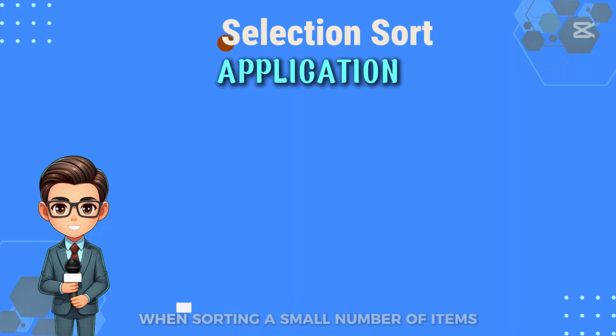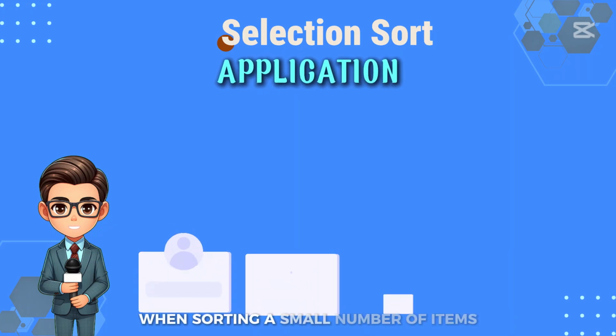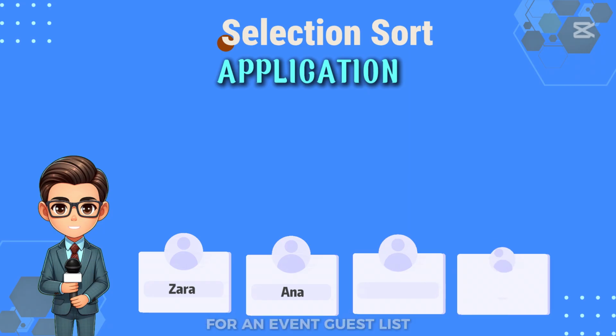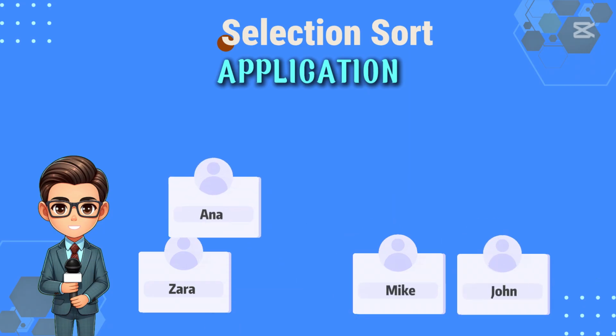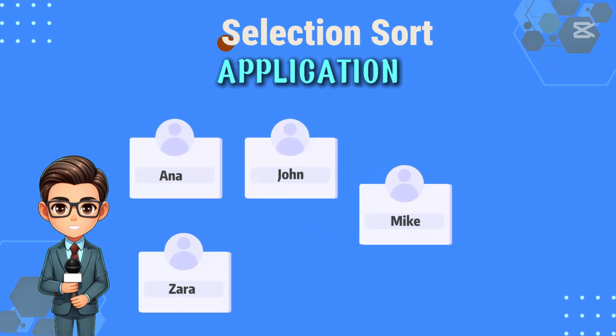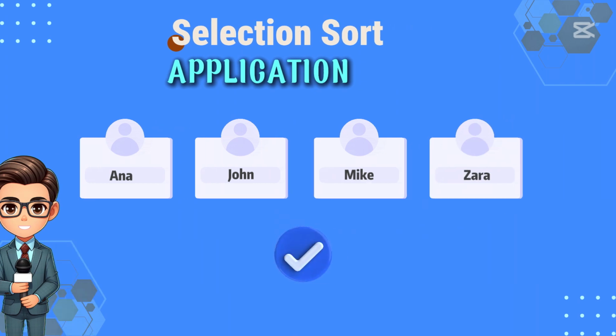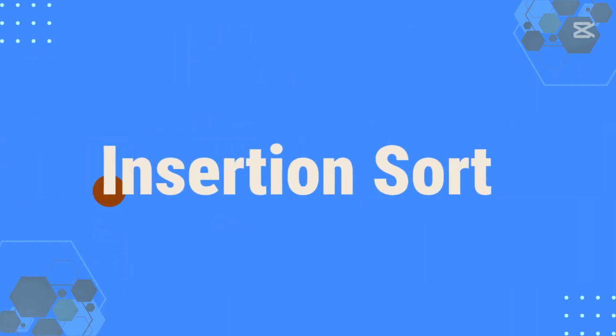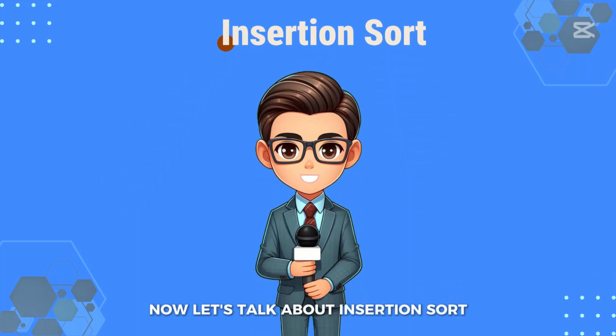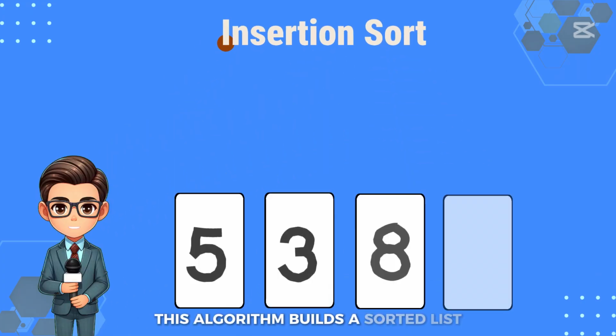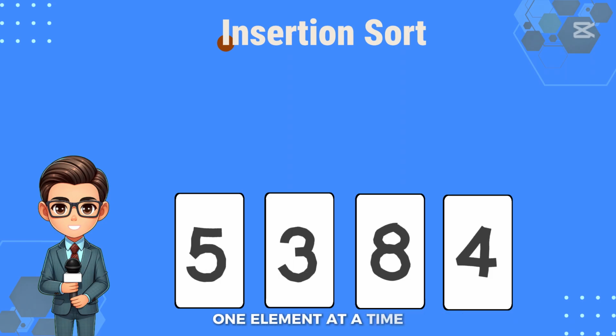Application. Useful when sorting a small number of items, like arranging names in alphabetical order for an event guest list. Insertion sort. Now let's talk about insertion sort. This algorithm builds a sorted list, one element at a time.